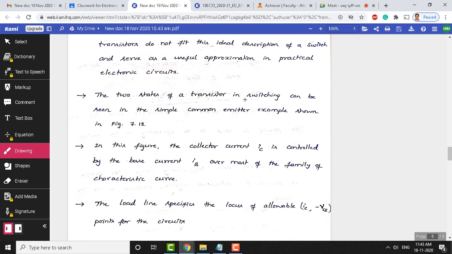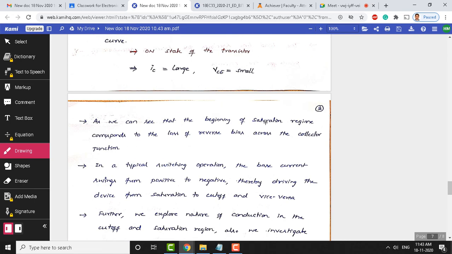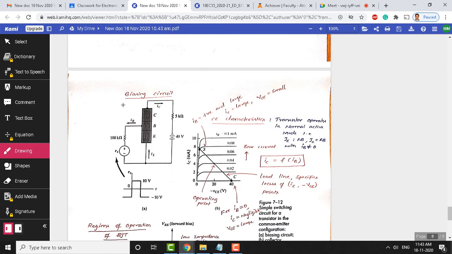The two states of a transistor in switching can be seen in the simple common emitter example. I would like to show the diagrams here. This is the common emitter configuration that you are seeing. We have taken this simple circuit. Let us not worry about the component values, like the resistor of 5 kilo ohm, and the voltage applied is 40 volts between the collector and the emitter, and a small pulse waveform is applied between the base and the emitter. This is going to be in common emitter configuration.